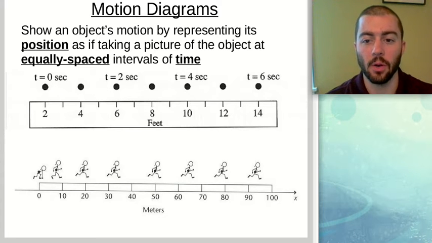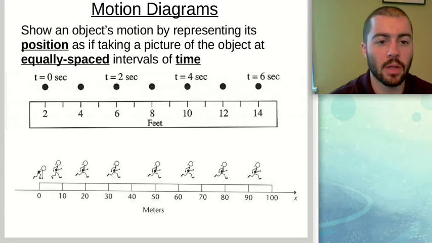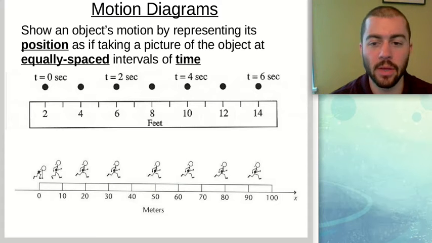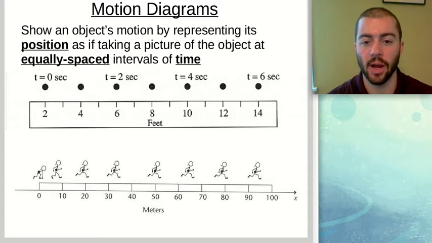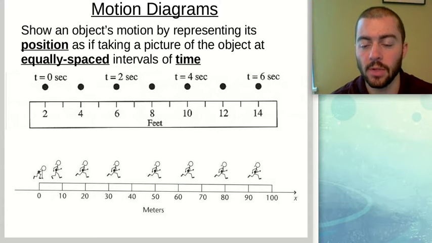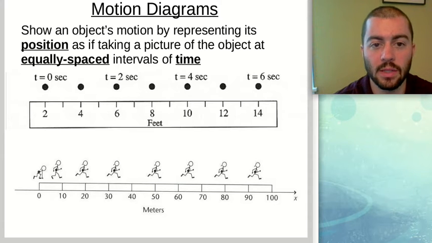Alright guys, in this video we're going to look at motion diagrams. So what a motion diagram is basically is a representation of motion, and it's as if we were taking a bunch of photographs of an object in motion, but we're taking those photographs at equally spaced time intervals.